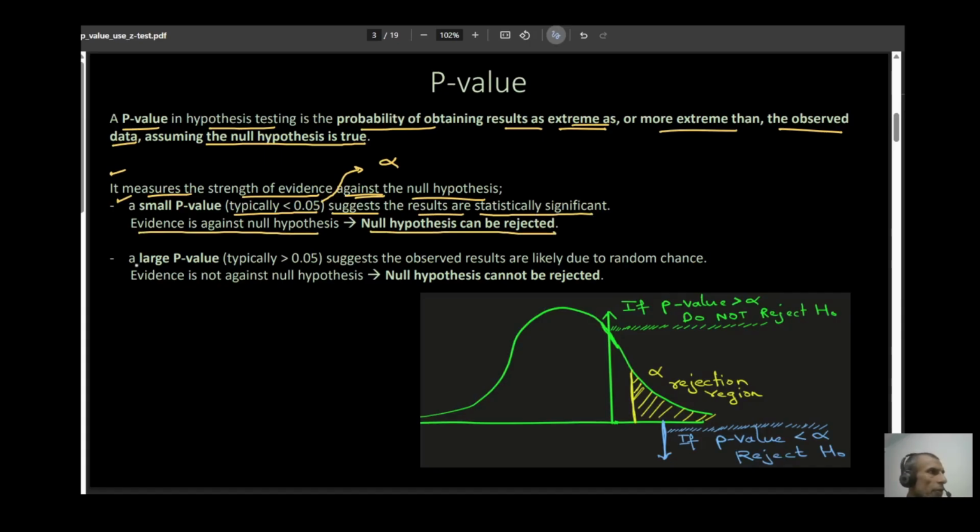On the other hand, if you have a large p-value, typically more than 0.05, that would suggest that your observed results are likely due to random chance. In other words, your evidence is not against the null hypothesis. Your null hypothesis cannot be rejected. This diagram essentially captures what I just said.